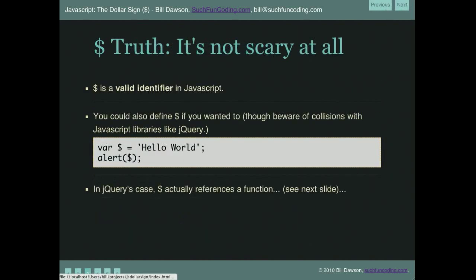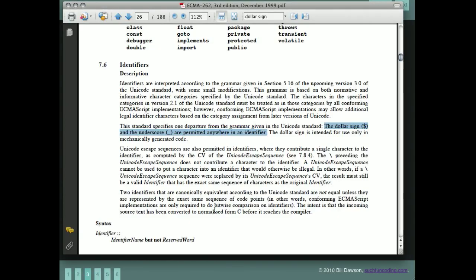Well, the fact of the matter is it's not scary at all. It's not mysterious. The $ is simply a valid identifier in JavaScript. In other words, it can be used as the name of a variable, or, for example, as the name of a function. I can prove that real quick by looking at the JavaScript specification. It's actually called the ECMAScript specification. That's the official name for JavaScript.